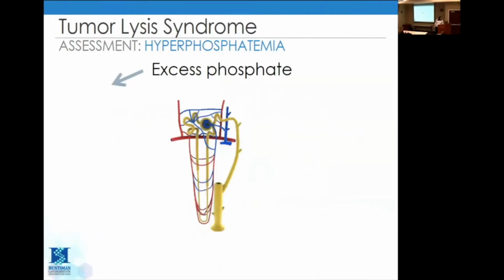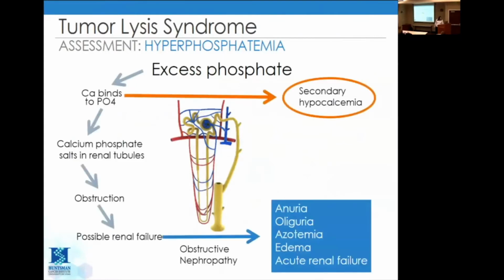So, excess phosphate. Oh no, too much phosphate. Who cares, right? If I have too much phosphate in my system, I don't care, except for one thing. It binds to calcium. Phosphate binds to calcium. So the more phosphate I have in my body, the less calcium I'm going to see. Ionized calcium, that free calcium, because now it's all bound. So now I have basically no calcium going on in my body.